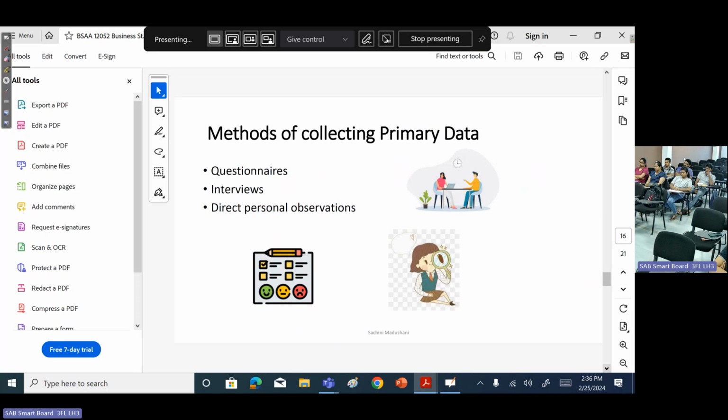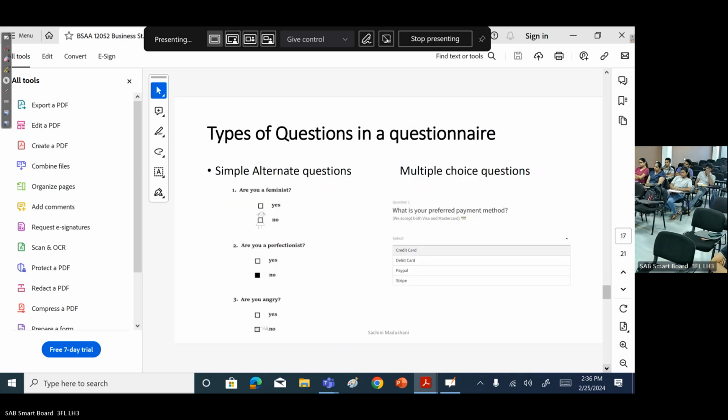These are some methods of collecting primary data. We can use the questionnaire, we can conduct interviews, or we can do observations and collect the primary data. Understood? Then these are the types of questions in the questionnaire. The first method is the questionnaire.